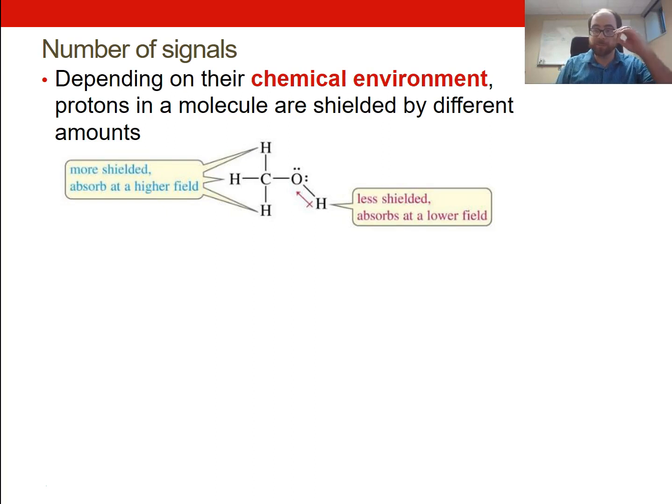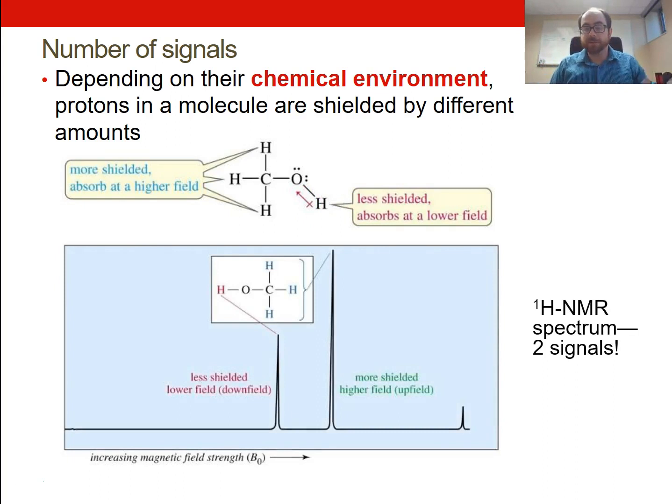Again, we're putting the sample within a fairly large magnet and exposing it to that external field. When we say that a proton is shielded, there's an electron environment around it that requires us to use a little bit more energy to promote that alpha spin state to the beta spin state. If it's de-shielded, there's less electron density around that proton, and it's going to require a little bit less energy to promote from that alpha state to that beta state.